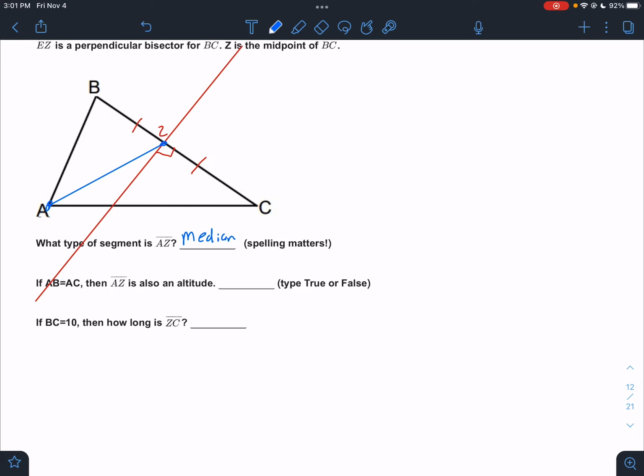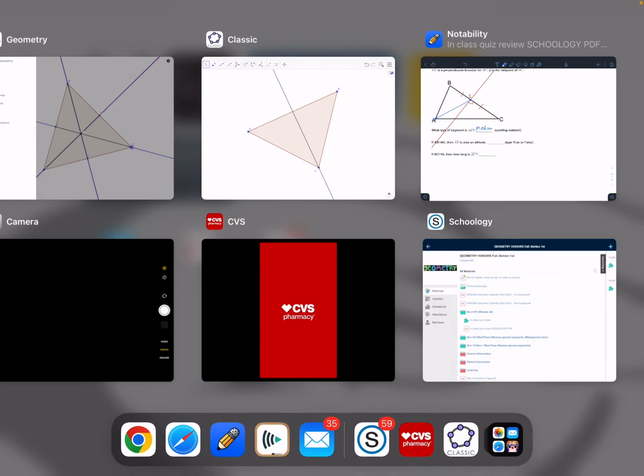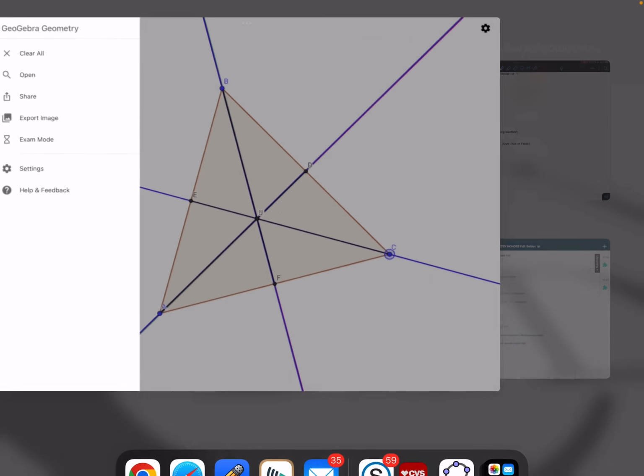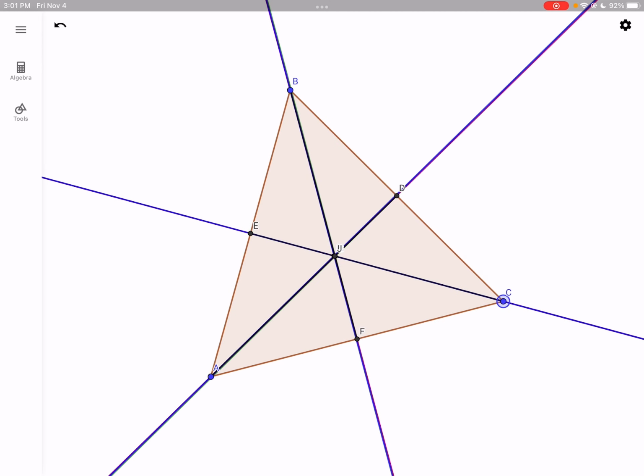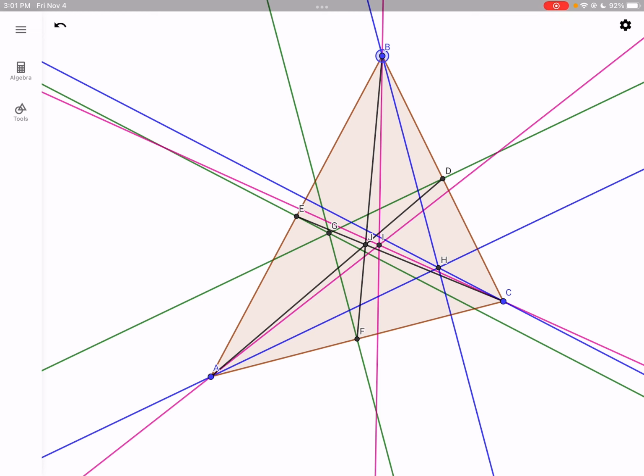If AB is equal to AC, oh my. Let's go back over here real quick. All right, everything's messed up. This is a scalene triangle. How do I know? Nothing's overlapping.